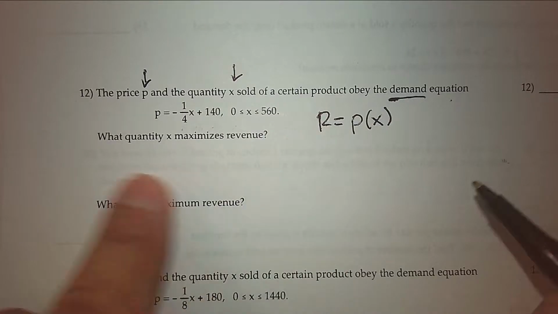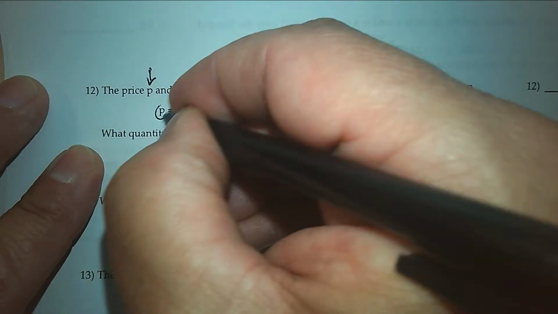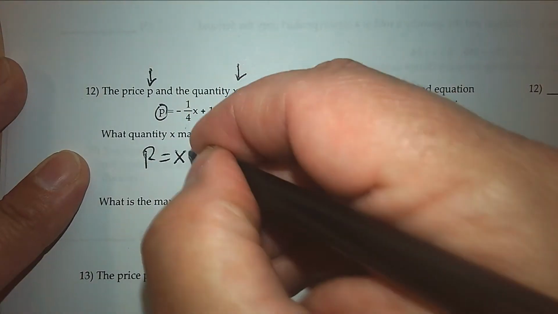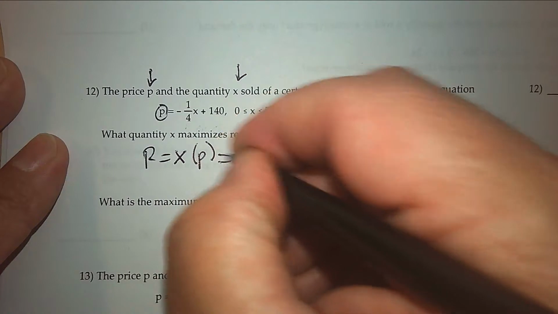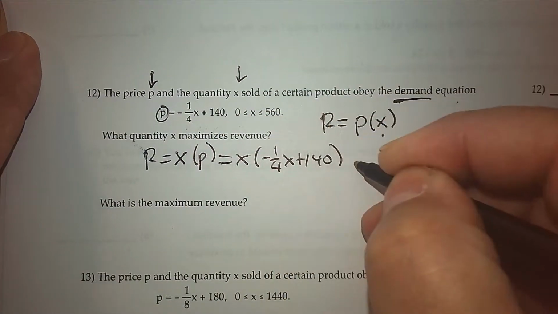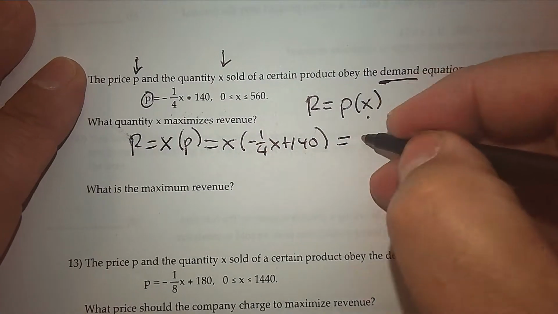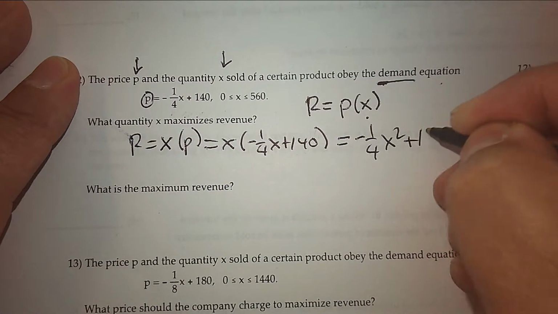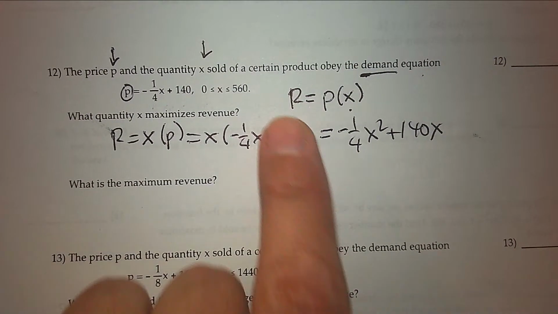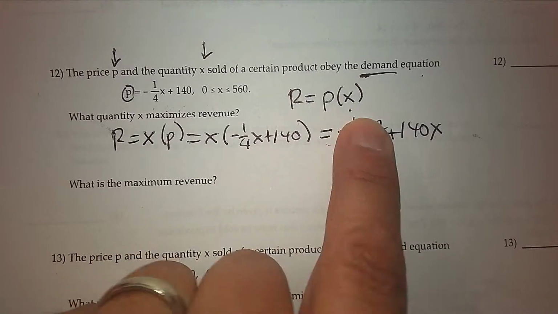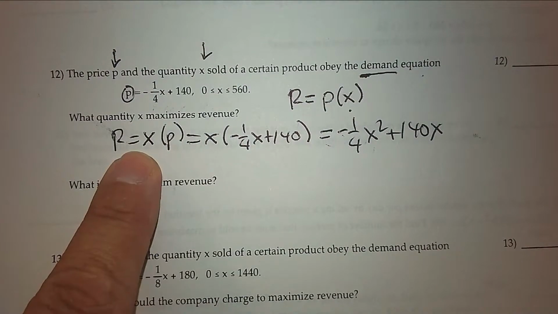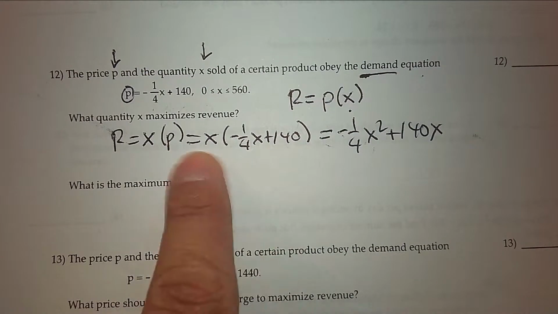So if I want to know the revenue, what do I have to do to P? Is to multiply it times X. So the revenue is actually X times P. In that case, P is negative 1/4 X plus 140. If you distribute, do you see that there's a quadratic relationship there? So how do I find the revenue? Is I take the price times how many you sold. So there's the price. I take the price times X.